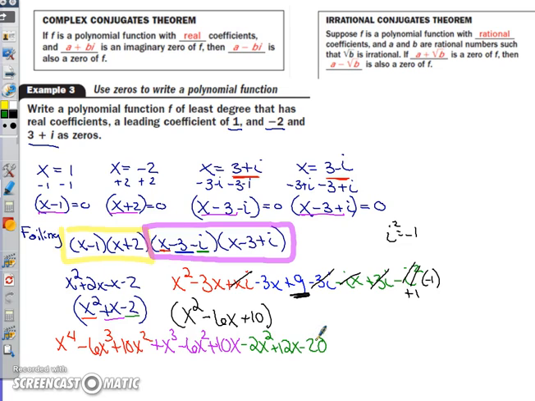Then you combine like terms. So our final answer is x to the 4th. Negative 6x cubed and a positive 1, that's a negative 5x cubed. And I just like to put a little line through what I've used to keep myself organized. 10x squared minus 6x squared is 4x squared minus 2x squared is 2x squared, and it's a positive. And then 10x and 12x is a positive 22x, and then minus 20. This is my answer.